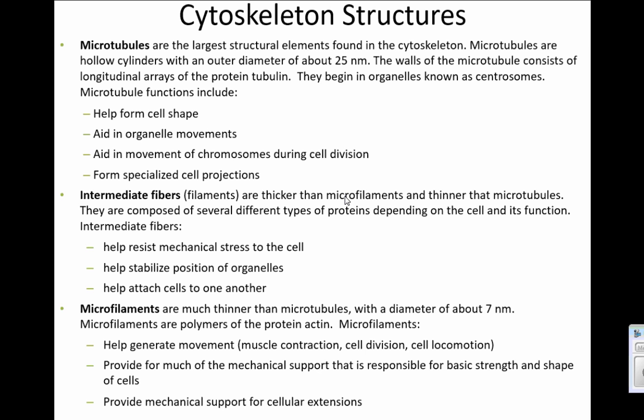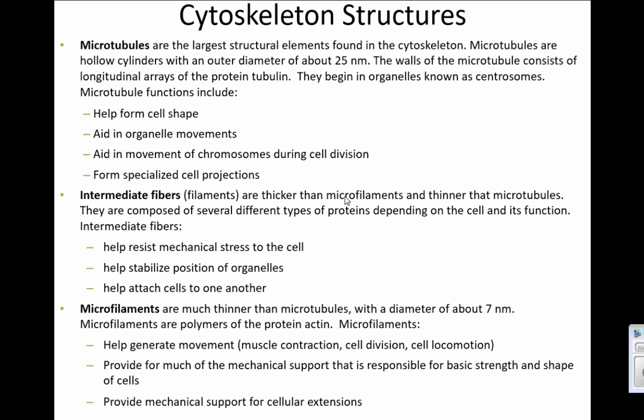Intermediate fibers or filaments are thicker than microfilaments, thinner than microtubules, so that's why they call them intermediate. They're not made up of one standard protein. Different cells are made up of different proteins that make up these intermediate fibers. They help resist mechanical stress to the cell, stabilize the position of organelles, and help the cells attach to one another.